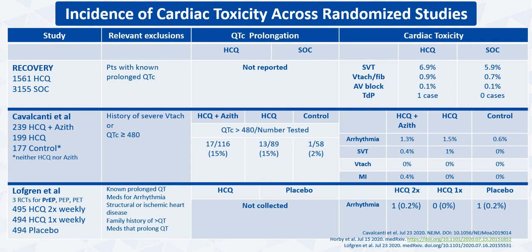As far as cardiac toxicity, arrhythmias occurred in 1.3 and 1.5% of each of the 2 hydroxychloroquine arms versus 0.6% of the control arm. You can see the rates for supraventricular tachycardia. There were no events for VTAC, and there was 1 MI that occurred in the combination therapy group versus none in the other 2.